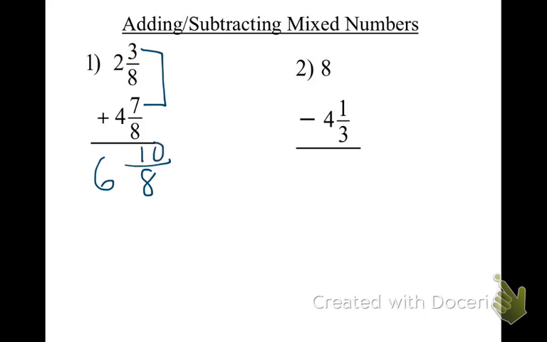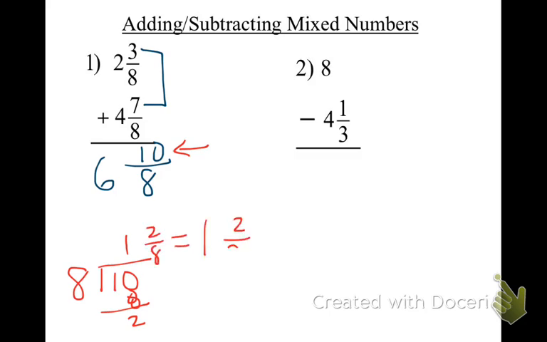So I have my answer. My answer is all set and done, right? Wrong. What's wrong with this? My 10 is too big. So I do 8 divided into 10 once, with 2 left over. I'm going to get 2 eighths. So I have 1 and 2 eighths. What's wrong with this as well? If you notice, my 2 eighths I can simplify. Divide it by 2, divide it by 2, and I get 1/4.